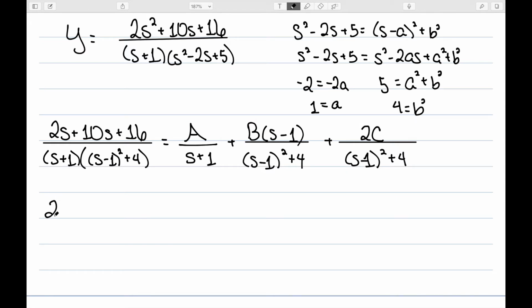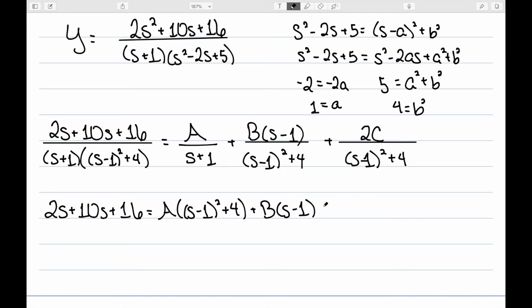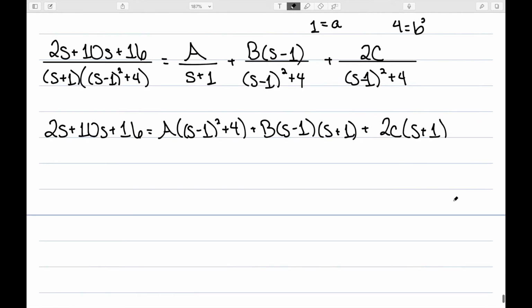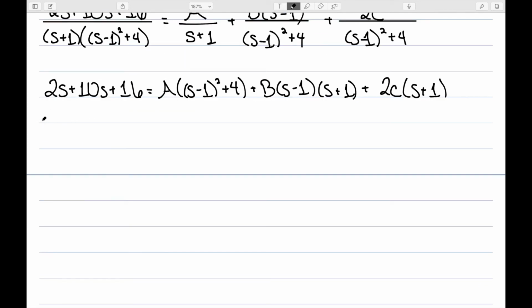Multiplying by our denominator gives us 2s squared plus 10s plus 16 is equal to A times s minus 1 squared plus 4, plus B times s minus 1 times s plus 1, plus 2C times s plus 1. So we need to solve this.